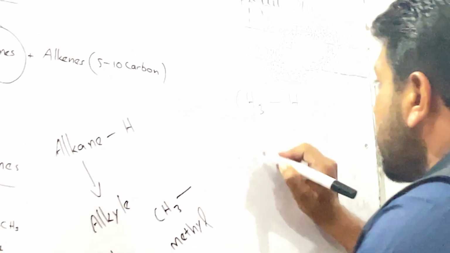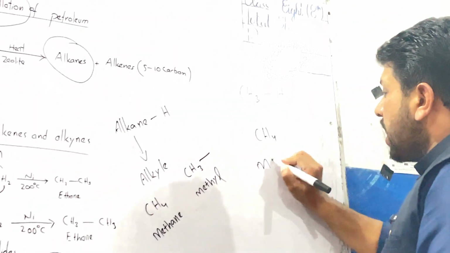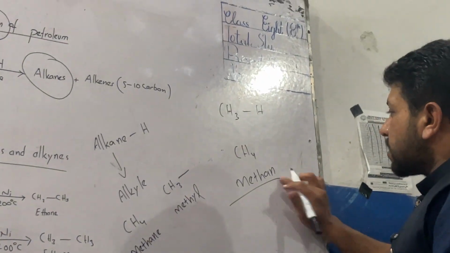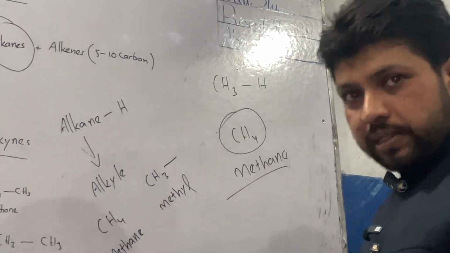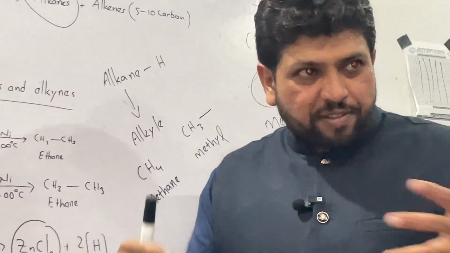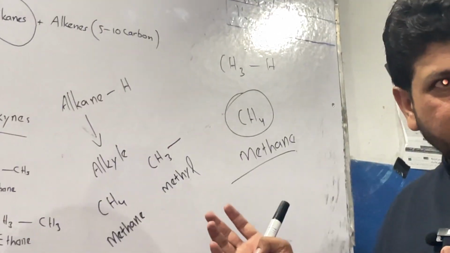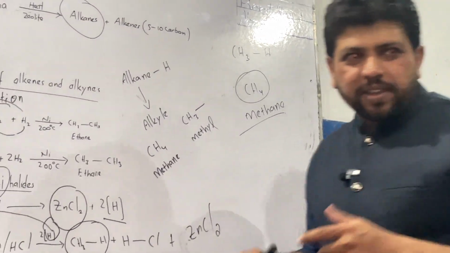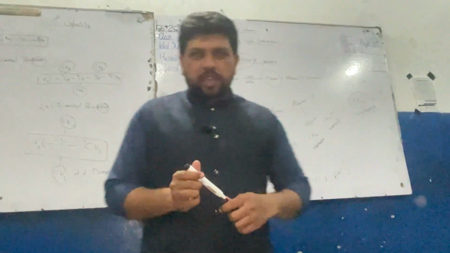CH3 and hydrogen, what is the name of that product? Basically it is methane. Tell me students, are you familiar with methane or not? Methane is the parent molecule of alkanes. Clear? Okay, see you tomorrow.